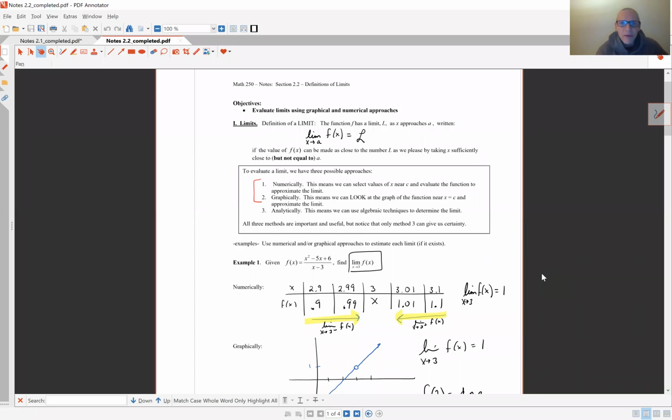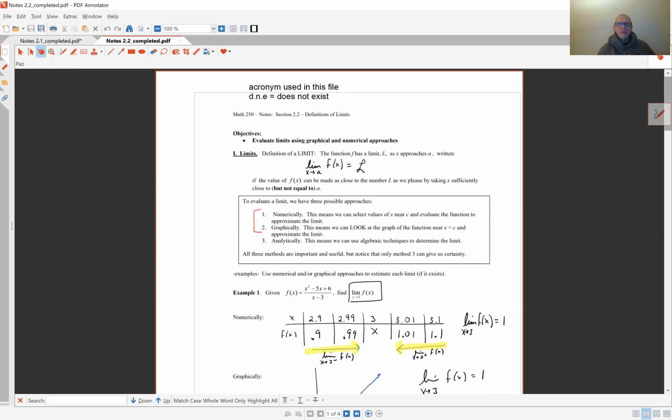Okay, so now we're going to talk about section 2.2, which goes into more detail about limits. We did look at limits a little bit in the last unit, right? We were looking at the average velocities, and when the endpoints get closer to each other, what do the values of the secant, or the averages, approach?